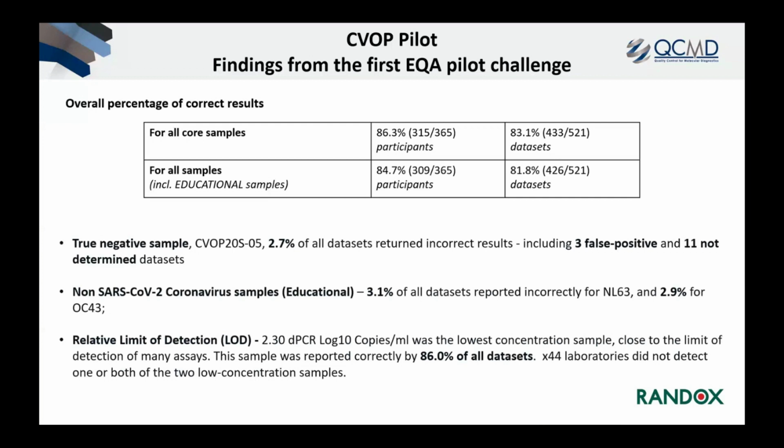We also challenged the participants with a sort of limit of detection sample. We knew that this low concentration sample would be close to the limit of detection for some assays. However, 86% of the data sets were able to correctly return a positive result for this sample, which was encouraging. And low concentration samples would become more important, potentially, in the future when we think that people would be screening, as they are now, non-symptomatic people as well as the symptomatic patients.